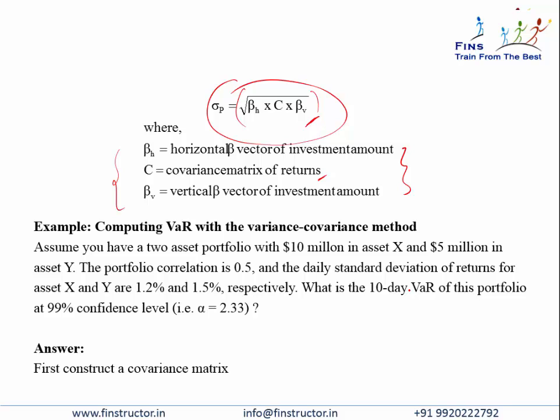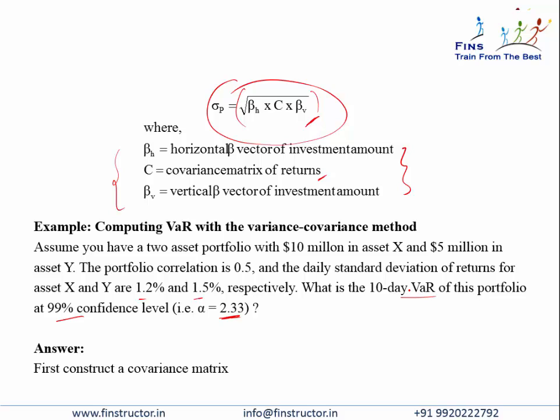So we'll do an example and understand. Assume you have a 2-asset portfolio with 10 million in asset X and 5 million in asset Y. The portfolio correlation is 0.5 and the daily standard deviations of returns are 1.2 and 1.5. What is the 10-day VaR of the portfolio for a 99% confidence level, that is, an alpha equal to 2.33?